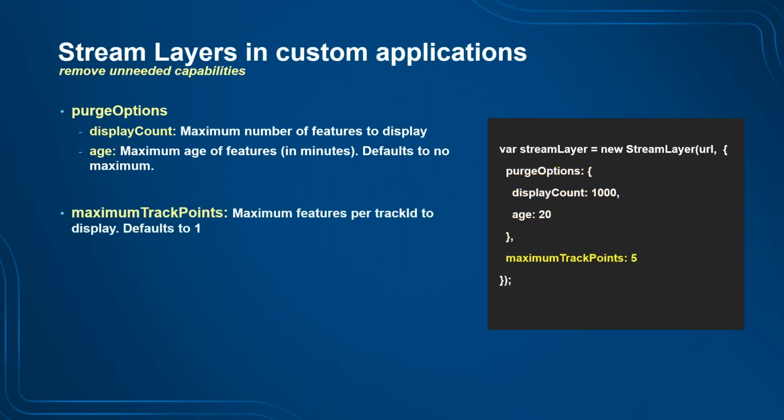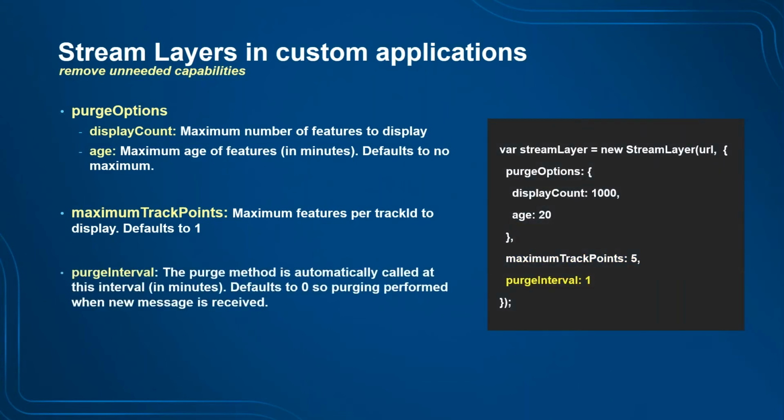There's also a maximum track points property, and this is going to be specific to each track. So if you have a stream service that's producing 12 discrete tracks or following 12 moving objects, let's say, the maximum features per track ID is set with this property, and by default it's 1, so it'll only show the most recent observation for each one of those tracks, but you could set it to any other value, and it'll maintain that number of observations on your screen. And this is how you get a little breadcrumb trail following behind a moving object, for example.